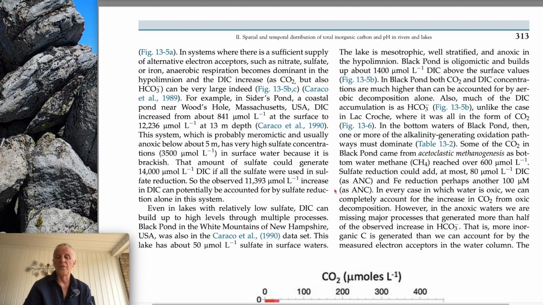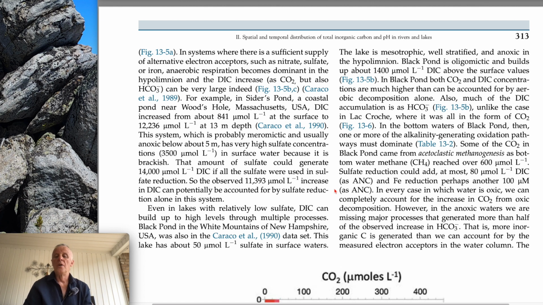DIC above the surface values. In Black Pond, both CO2 and DIC concentrations are much higher than can be accounted for by aerobic decomposition alone. Also, much of the DIC accumulation is as bicarbonate, unlike the case in Lake Lacroche, where it was all in the form of CO2. In the bottom waters of Black Pond, then, one or more of the alkalinity-generating oxidation pathways must dominate.